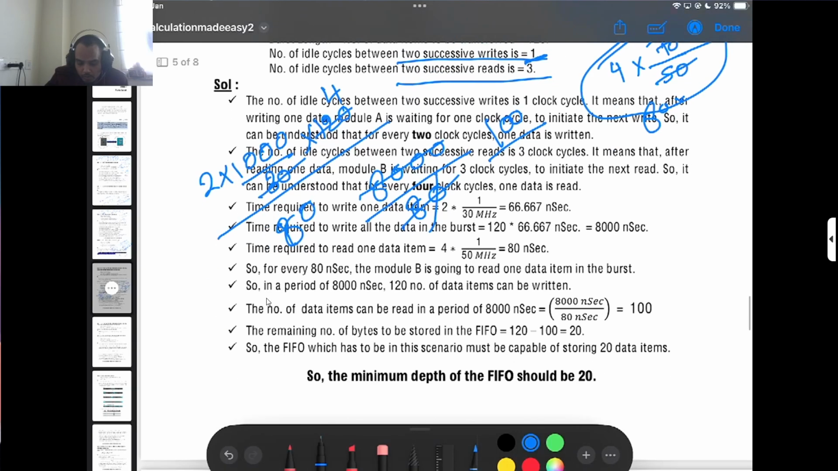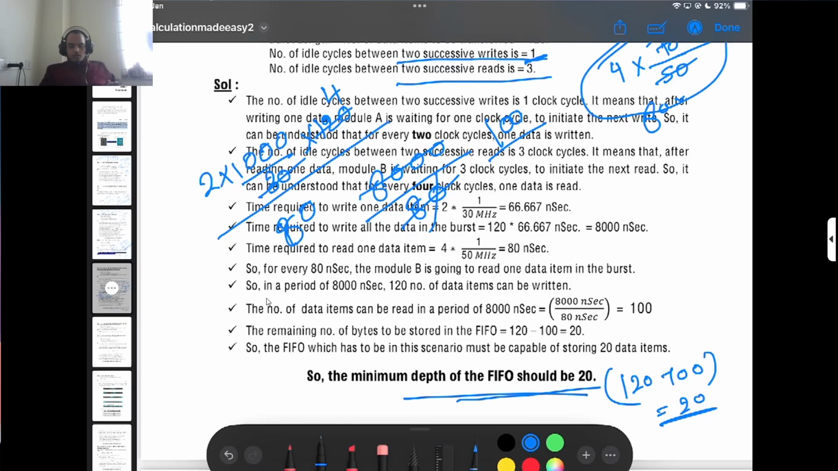So how many data will be left? That is 120 minus 100, which is 20. So the minimum FIFO depth is 20. This is the problem.